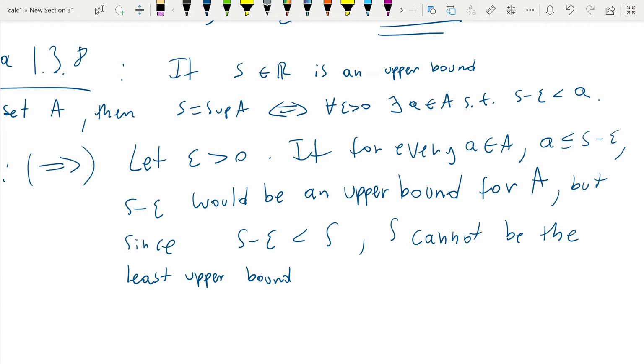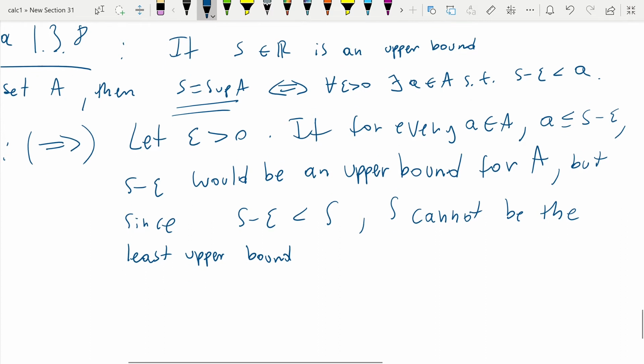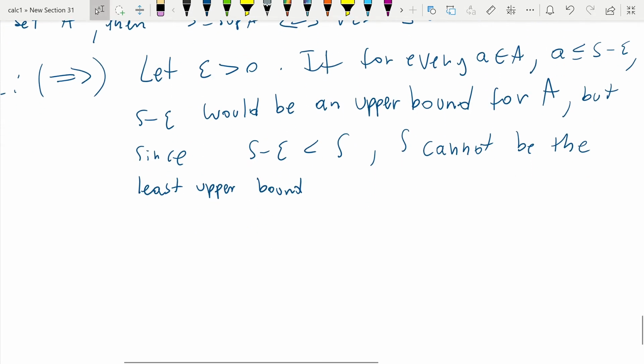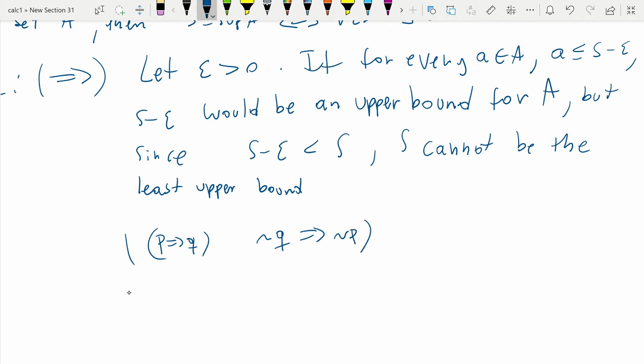So what we've shown here is basically that not this on the right implies not this on the left, which is equivalent to showing this implication, this direction. So you wanted to show P implies Q, and what we've shown is that not Q implies not P, which is the contrapositive. So this is completely equivalent to that.